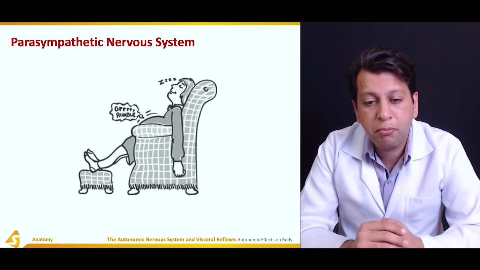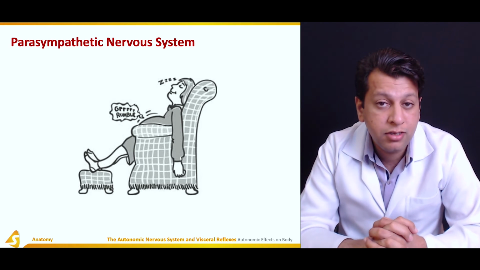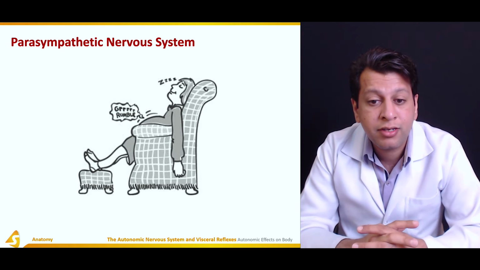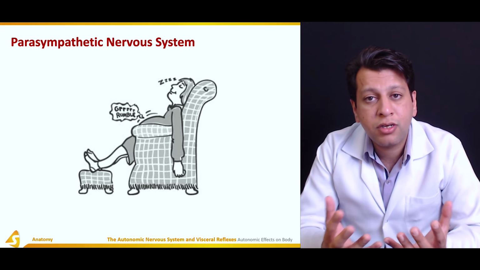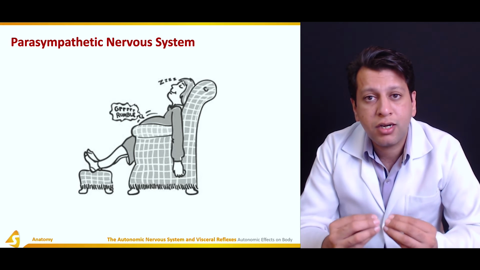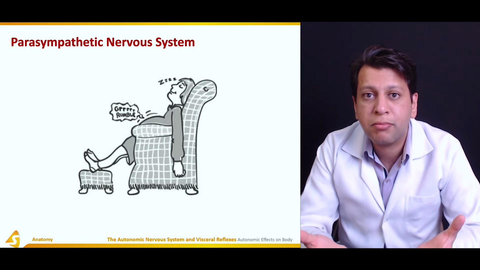Now this is an example of the parasympathetic nervous system. If you have taken a very heavy meal and now you're relaxing on a sofa, at this time you need to conserve energy. The body needs to take in and digest that, and at this time the parasympathetic nervous system would be in play.